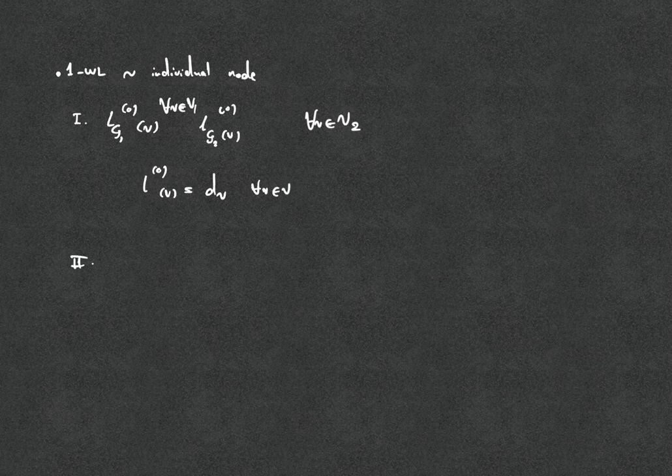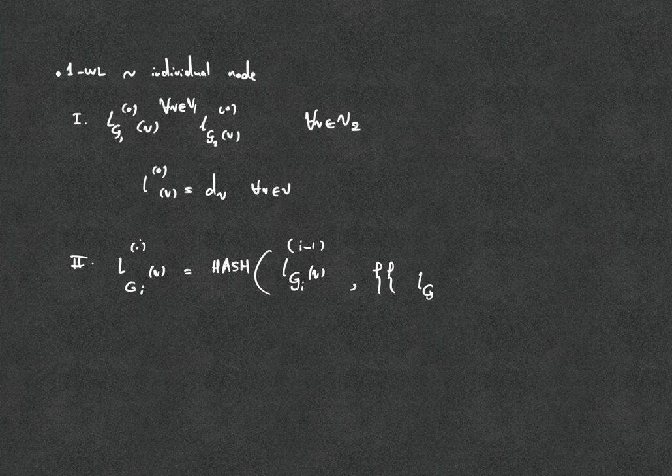Now the other operation is going to be this. In order to get to the i-th iteration label for the graph, you're going to have a hash, and you basically have the previous label of the node and also the multiset of the labels of the neighboring nodes. Note that repetition is allowed in a multiset.